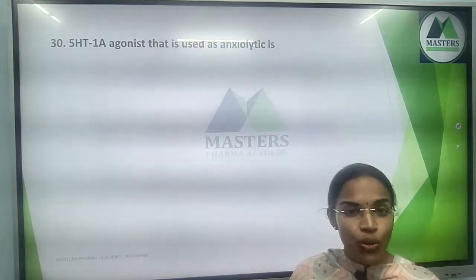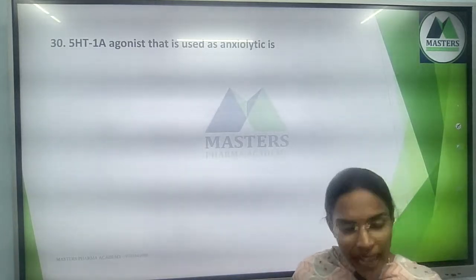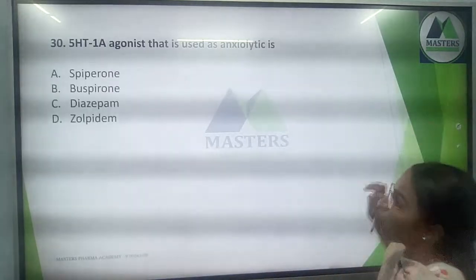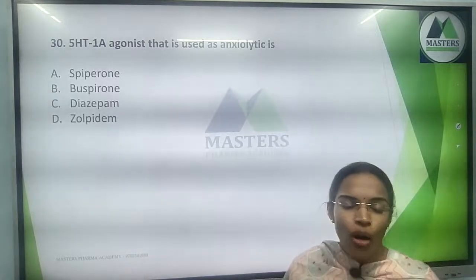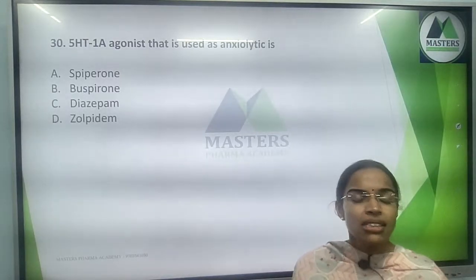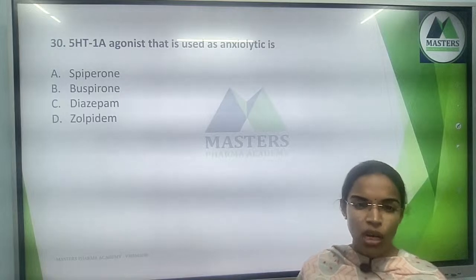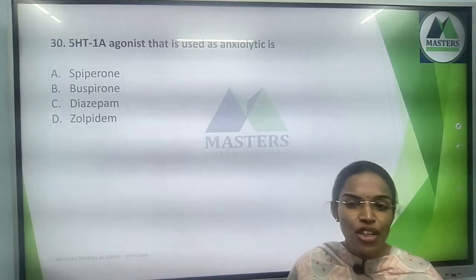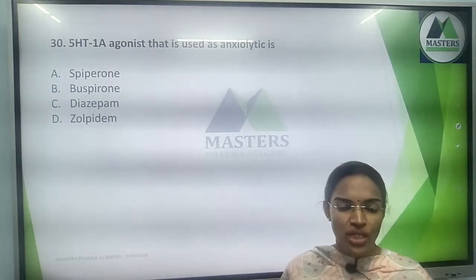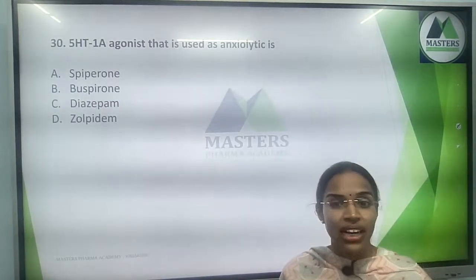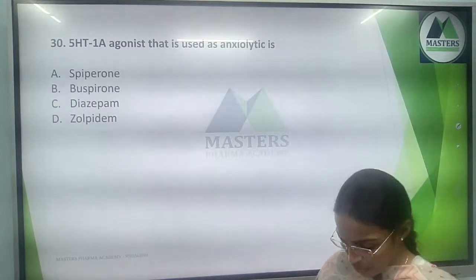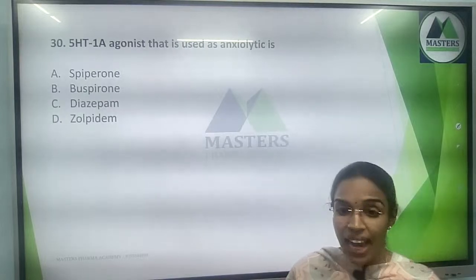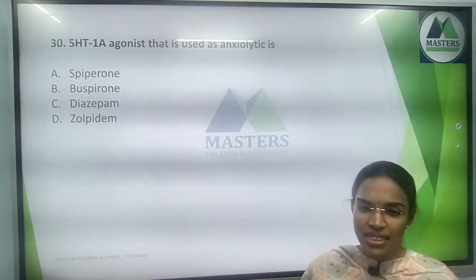Question number 30. A 5-HT1A agonist that is used as an anxiolytic. Options are: option A, piperone; B, buspirone; C, diazepam; and D, zolpidem. What is it? An anxiolytic which is a 5-HT1A agonist.